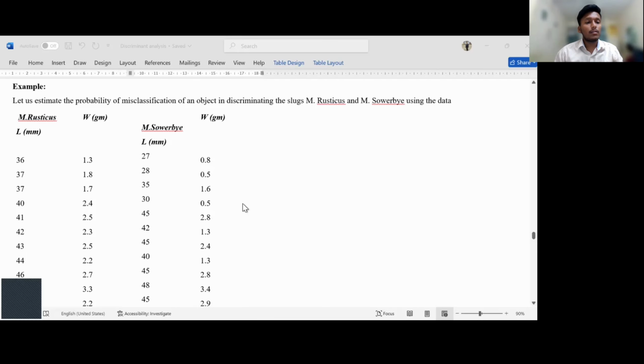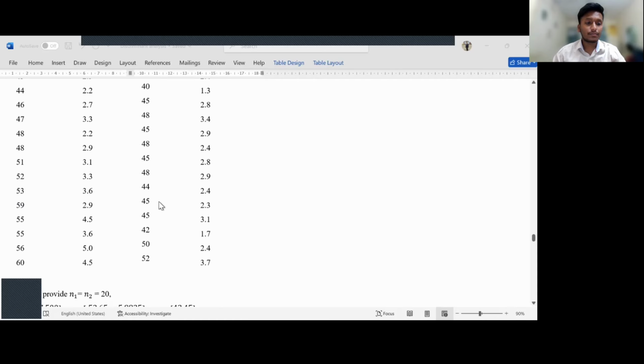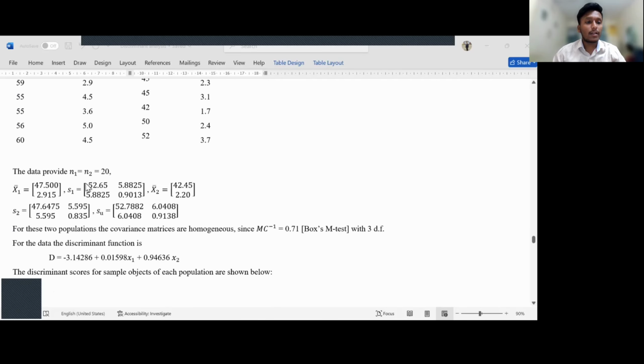So here is the example. Let us estimate the probability of misclassification of an object in discriminating the slugs M. rusticus and M. sowerby using the data. The first population is M. rusticus, with length in millimeters and weight in grams, and the second population is M. sowerby, with length in mm and weight in grams. So here are our observations. The data provided has n1 equal to n2 equal to 20 observations.